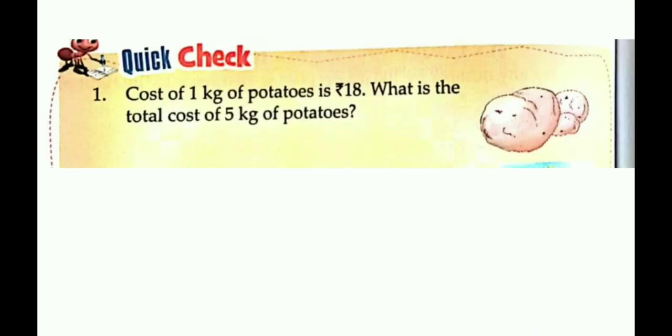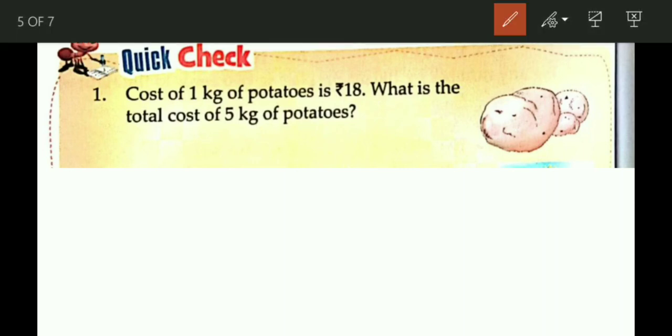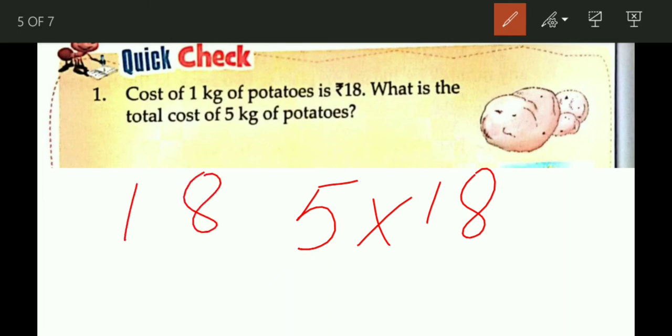Even this one also: the cost of 1 kg of potato is 18. What is the total cost of 5 kg of potatoes? So what will you do? You will just have to multiply 5 into 18. Okay, so how will you write? You will write first 18, then you will write 5. Okay, then you start multiplying.